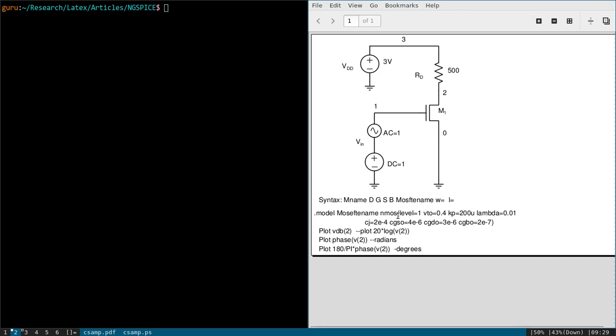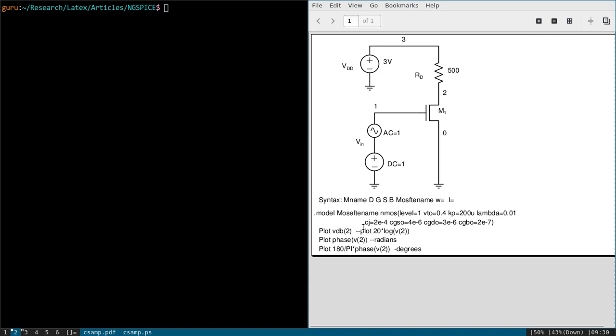Different MOS models are available. We are going to use the level 1 model, where VTO means threshold voltage, KP means mu times Cox, and lambda is related to channel length modulation. CJ, CGSO, CGDO and CGBO refer to parasitic capacitances. You can refer to any SPICE manual to get an idea. There are many more parameters, but we are going to use only these.